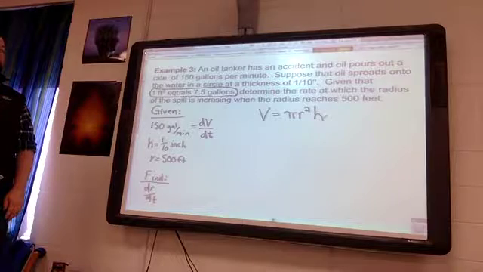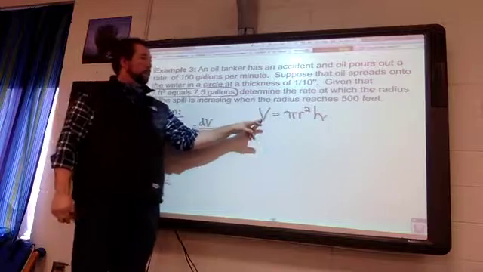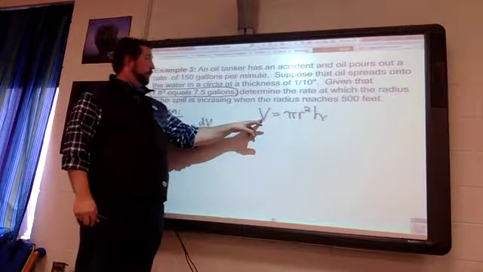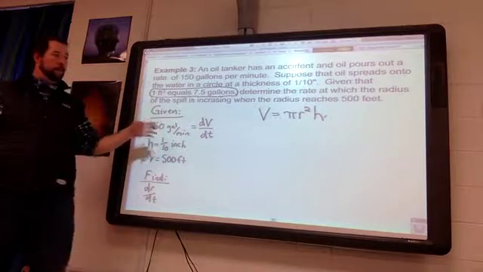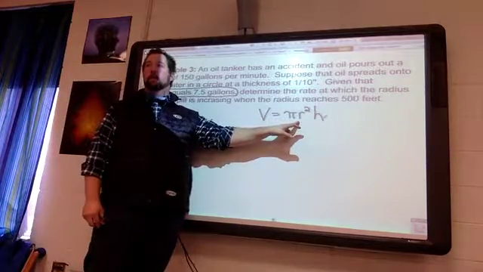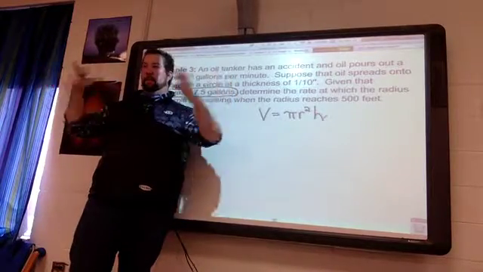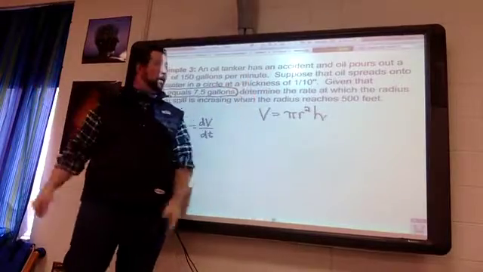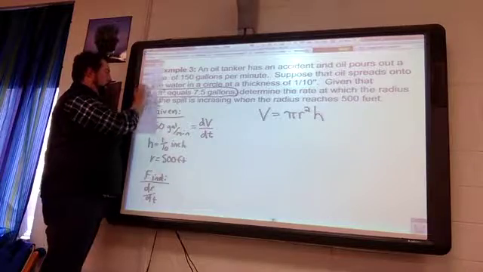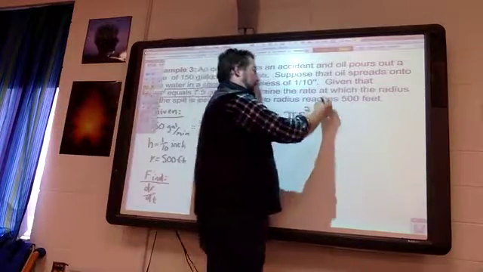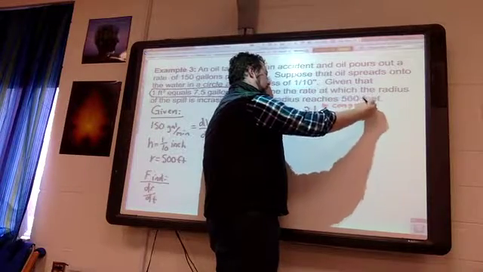Let's talk about those variables. Is the volume changing? Yes, we know that, though we're going to have to change it a little bit. Is the radius changing? Yes. As the oil's going out, the circle is getting bigger. The height is constant, so I'm going to put a little star by this. Height is a constant.